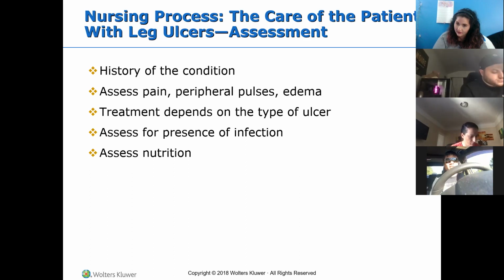What nutrition are we talking about here? Well, high protein. If we're talking about the outside, when we're talking about ulcers, it would be high protein to help with skin. Okay.